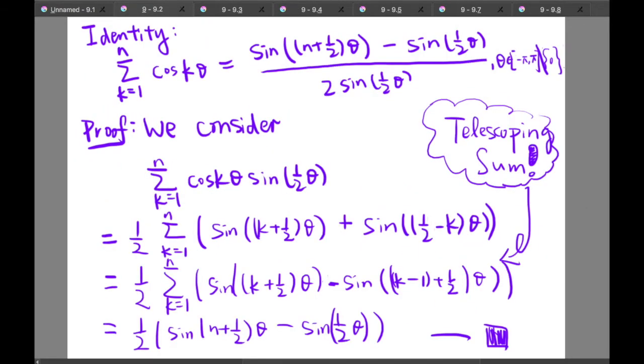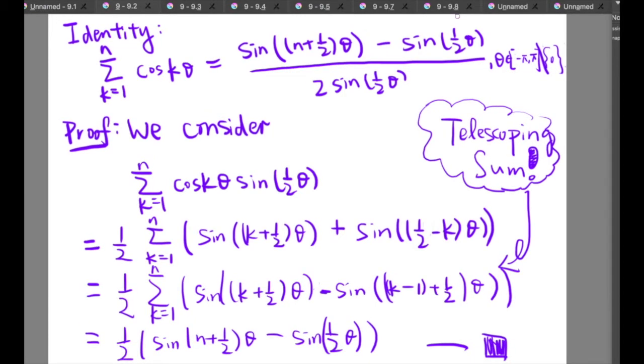Well, first of all, we should express the partial sum of the Fourier series in a closed form. Therefore, we first introduce this identity: the sum from k equal to 1 to n of cosine k theta is equal to (sine((n plus 1/2) theta) minus sine(1/2 theta)) over 2 times sine(1/2 theta), for theta inside the interval negative pi to pi except 0. And how can we prove so?